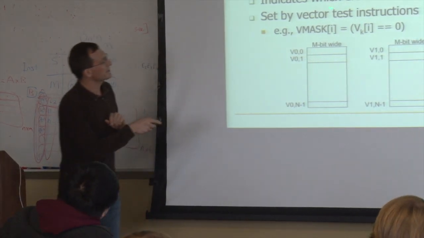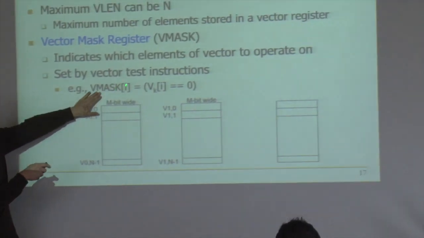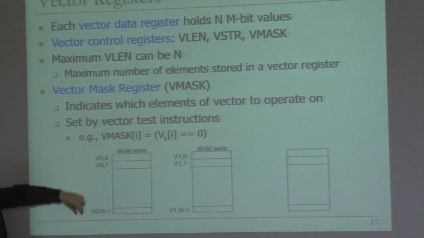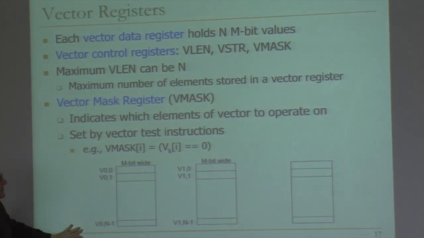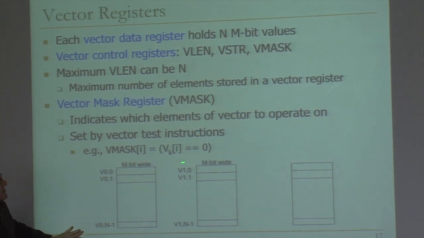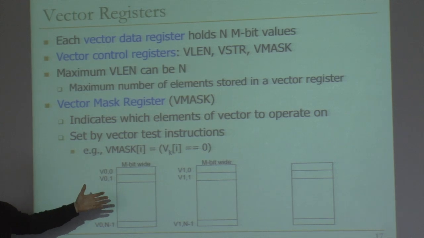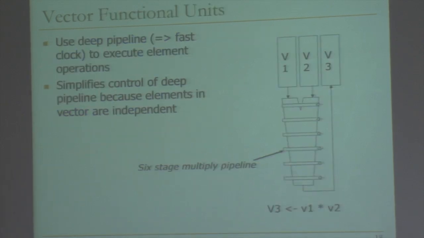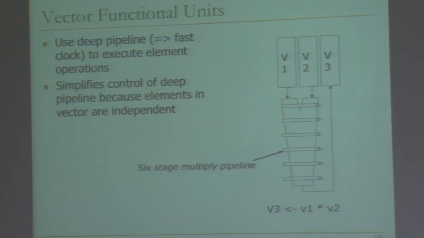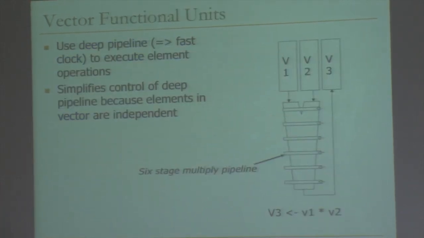Okay? This is set by vector test instructions. For example, a vector test instruction looks like this. The vector mask is a 1-bit register that's as wide as a vector data register. So you have n bits here. And you set that by testing some condition on a vector register. Right? Or you can set it to all ones, in which case all of the operations are unconditional. Or all zeros, then you don't operate on it. But why do you even do that? OK. We'll see several code examples with vector mask registers soon.